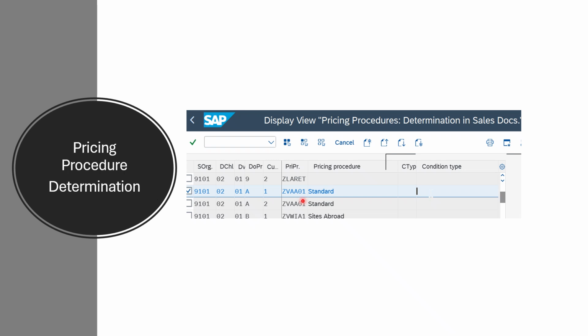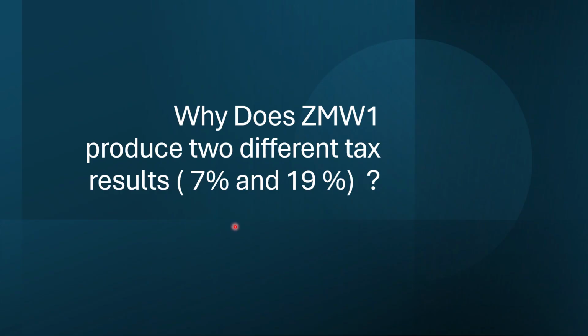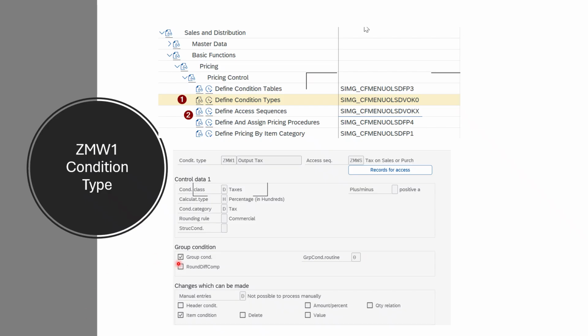Now the second point, which was: how come ZMW1, which was the condition type, has two different tax rates? That will be our next mystery question, right? So in that case, I would like to take you to the condition types in detail. What are condition types? Let's check the condition types scenario. This is customization about condition types, where we define our condition type. Same IMG menu again.